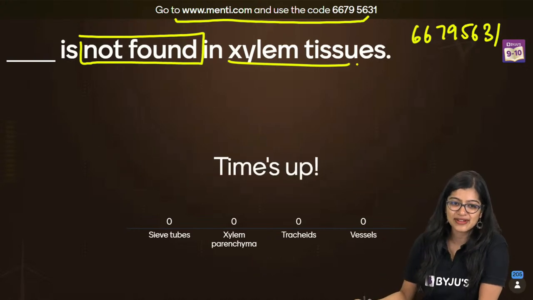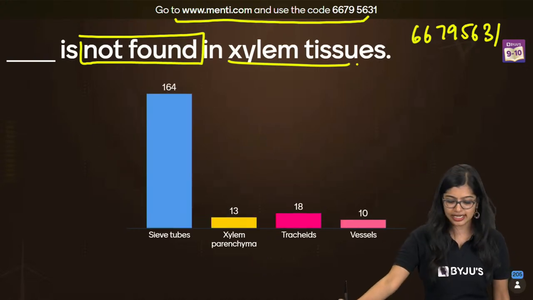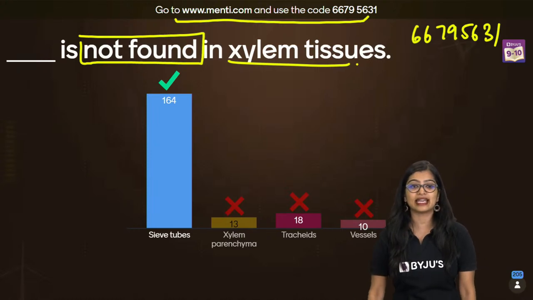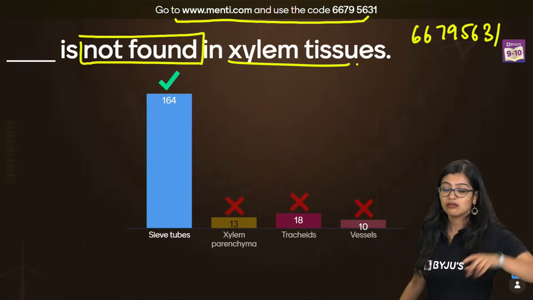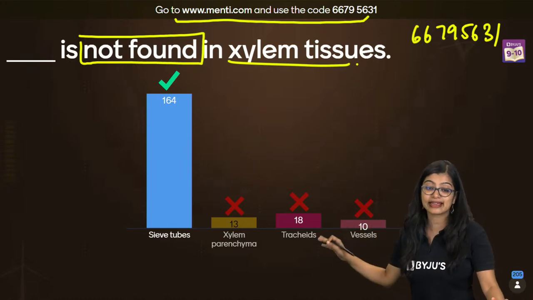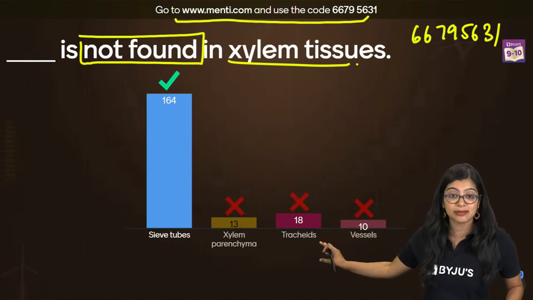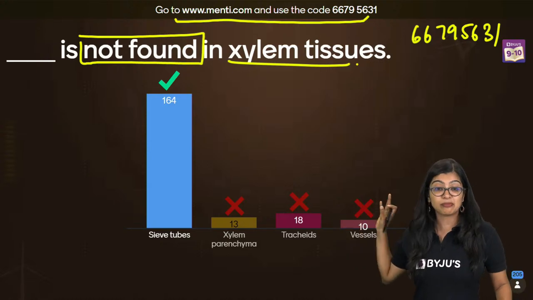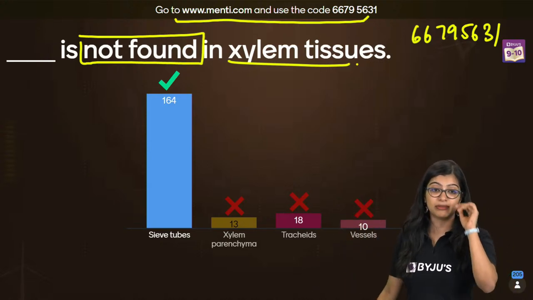Easy question, guys. Very easy. I know all of you know the answer to this. Exactly. Now, for everyone out there who gave me this answer, rest of you who told me xylem parenchyma, tracheids and vessels, I'm hoping that this is a misclick, okay?